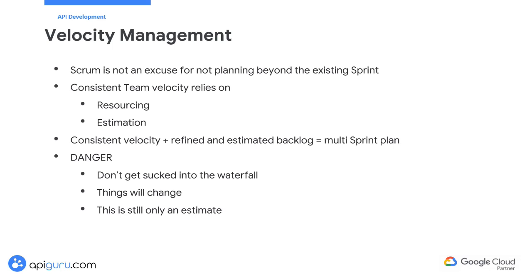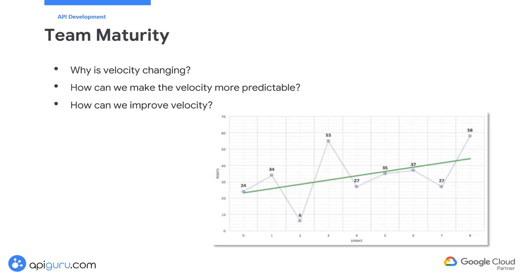A team's velocity is bound to fluctuate. New teams, especially those still adapting to agile processes, often experience lower velocity for the first several sprints. It's important to note that velocity isn't solely influenced by experience. Factors such as team availability, vacations, sick days, and unexpected issues like system outages can also impact performance.